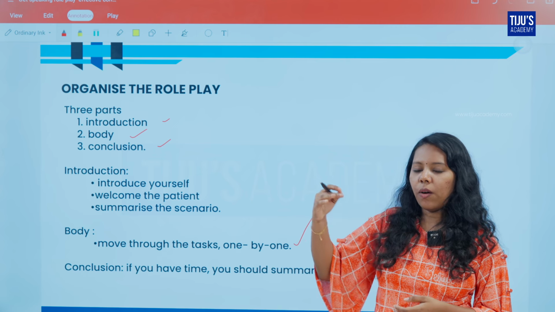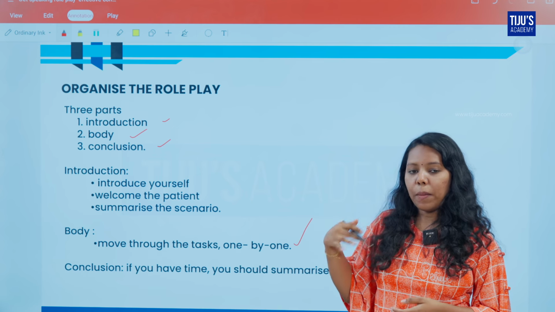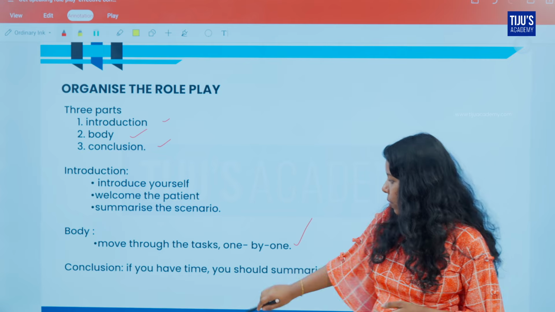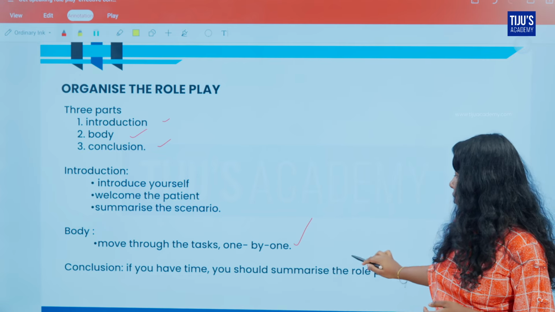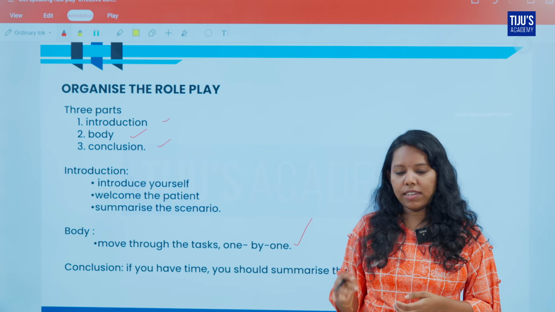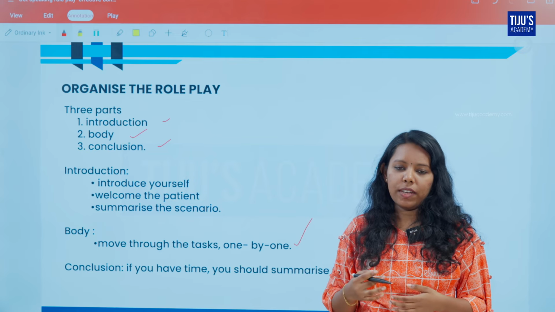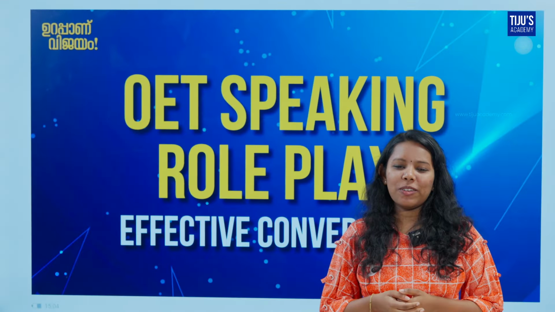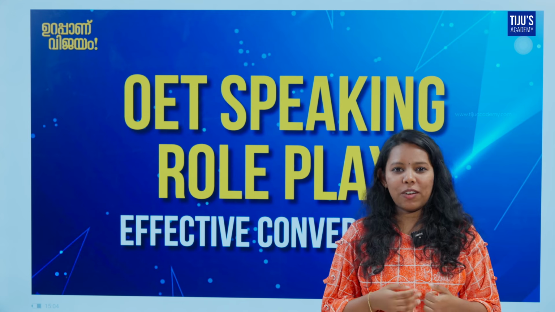ഓരോ ടാസ്ക് ആ ഓർഡറിൽ കറക്റ്റ് ഓർഡറിൽ കംപ്ലീറ്റ് ചെയ്യണം. Now next is conclusion. If you have time, you should summarize the role play. Extra time, അതായത് ടാസ്ക് കംപ്ലീറ്റ് ചെയ്ത് കഴിഞ്ഞിട്ട് എക്സ്ട്രാ ടൈം ഉണ്ടെങ്കിൽ we have to summarize the role play. So you have to follow these important points in order to make your conversation effective.